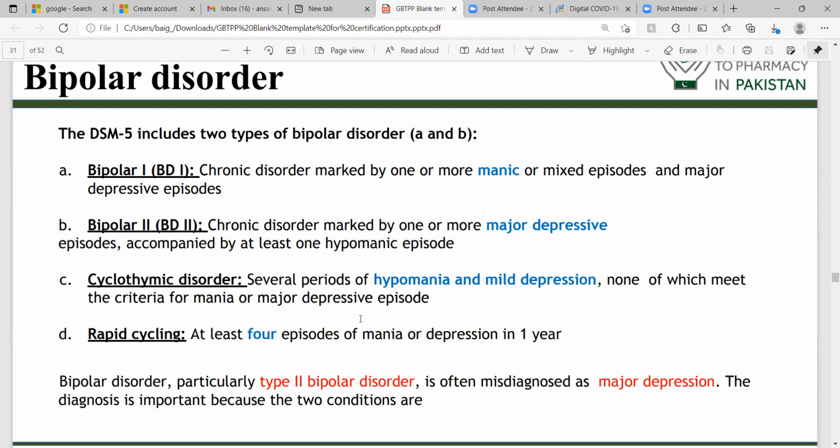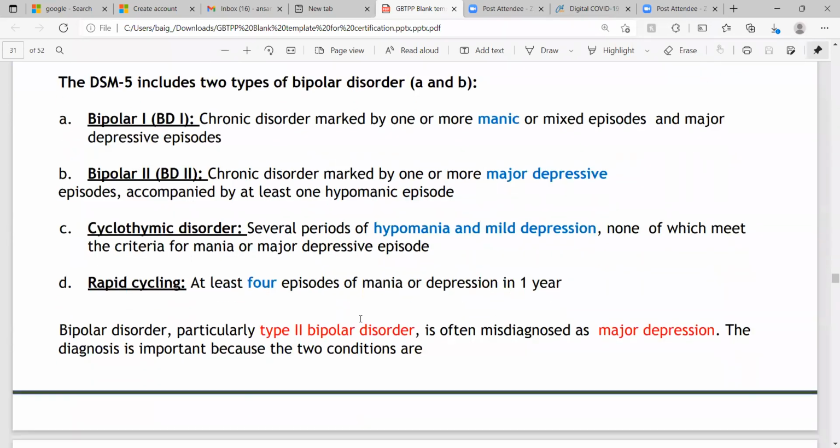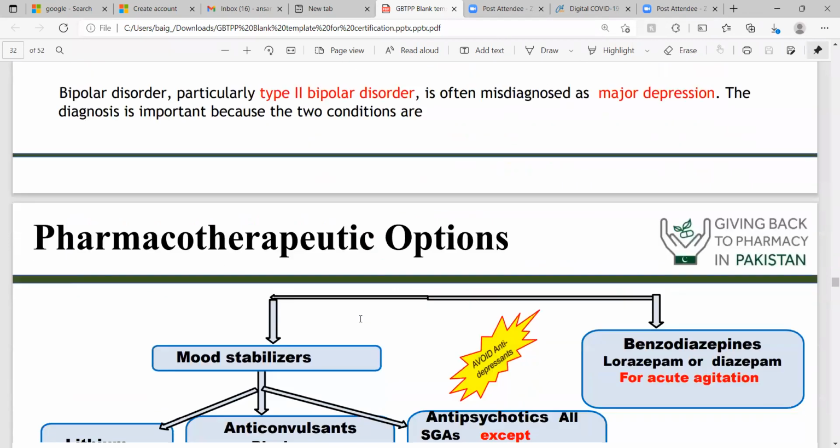Bipolar 1 and bipolar 2 are different classifications based on DSM-5. Normally, we see either bipolar 1, that's a chronic disorder marked by one or more manic or mixed episodes and major depressive disorders. And bipolar 2 is a chronic disorder marked by one or more major depressive episodes accompanied by at least one hypomanic state. The other two are not very common, but still they are there.